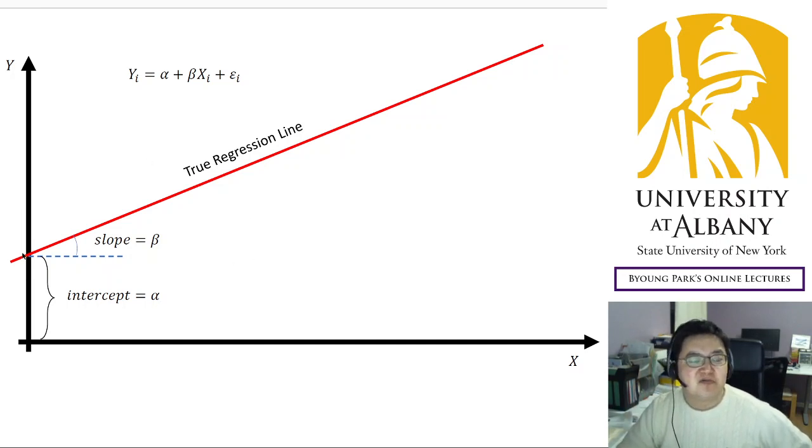So think about the regression line here. Same x, y, and simple. I use slightly different notation there, alpha and beta, and instead of u I use epsilon, but it's the error term. Nothing is different. Intercept is alpha, slope is beta. The true regression line goes like this, red.